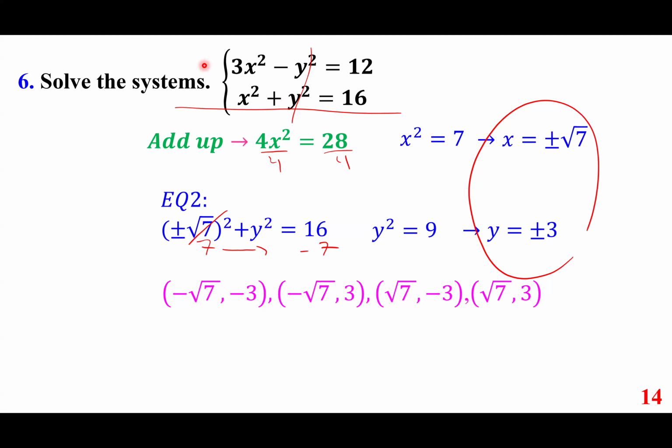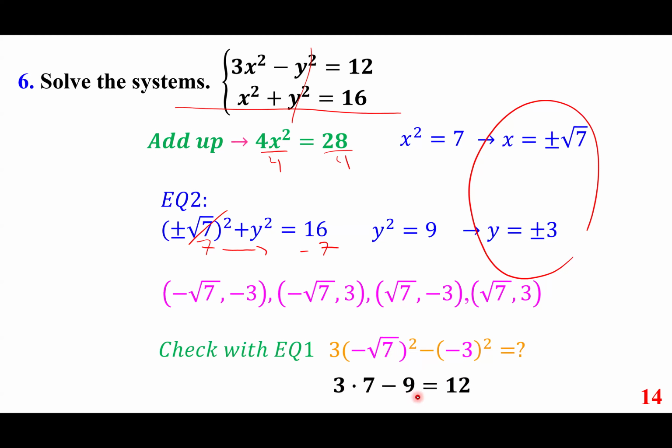We're going to choose one of those pairs, for example, this one. 3 times x squared, negative square root of 7 to the second power, minus y squared, negative 3 quantity squared. So we check with equation 1. This becomes 7, so 3 times 7. This becomes 9, so minus 9. 21 minus 9 is 12. Yes, it's correct, so that works. And you can work on the other ones as well. So you should check, and it doesn't take long, everybody. It's really good practice to check.